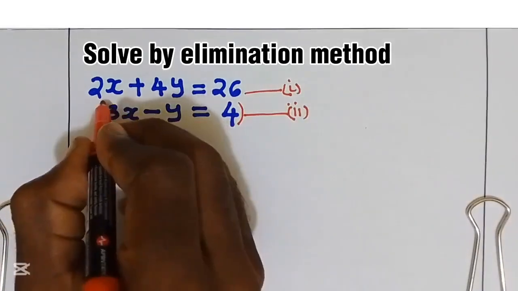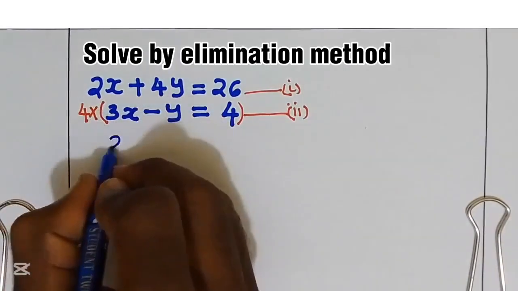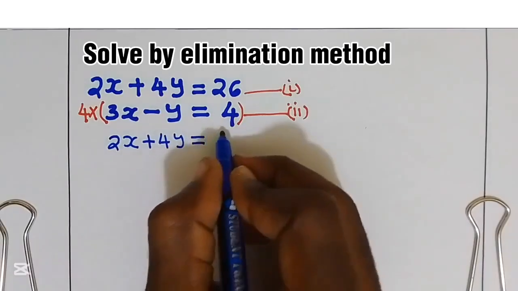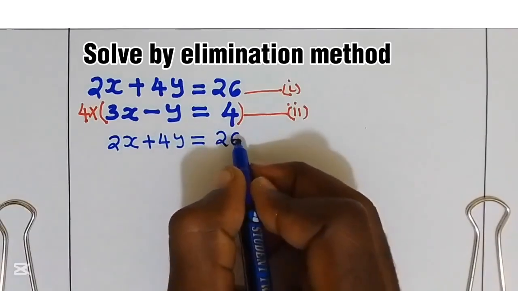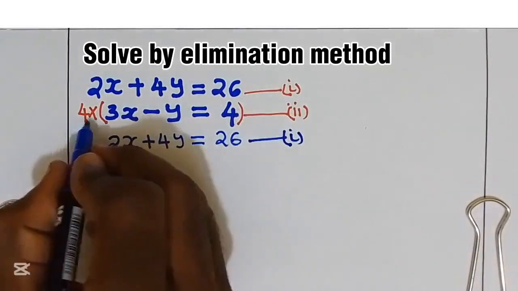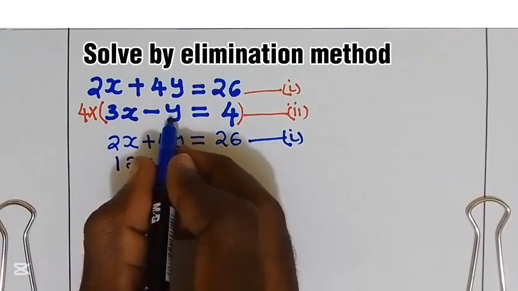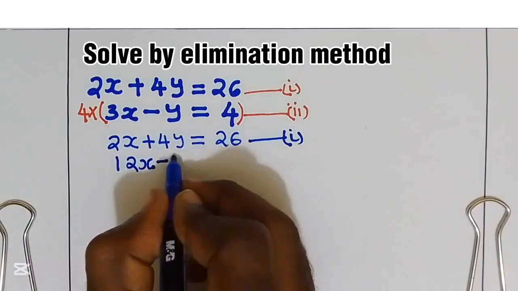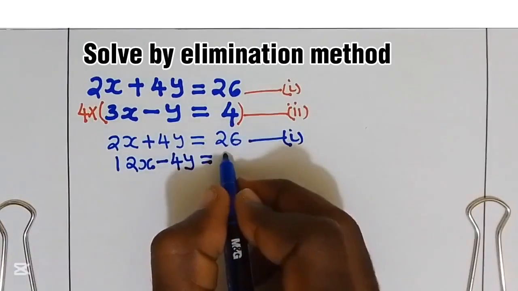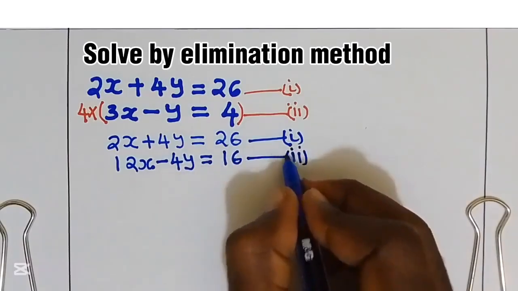I will multiply equation number 2 by 4. 2x plus 4y is equal to 26. This is equation number 1. 4 multiplied by 3, I'm going to get 12x. 4 multiplied by minus y, I'm going to get minus 4y. This is equal to 4 multiplied by 4, I'll get 16. This is our new equation number 2.